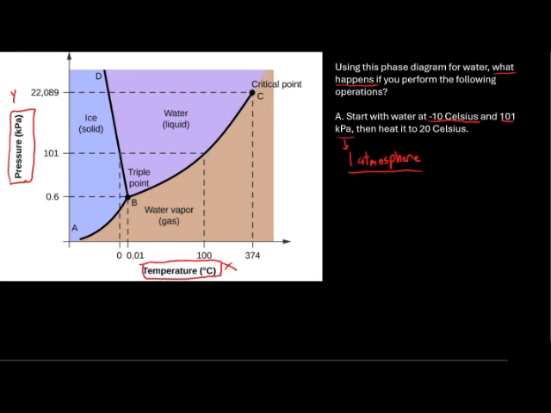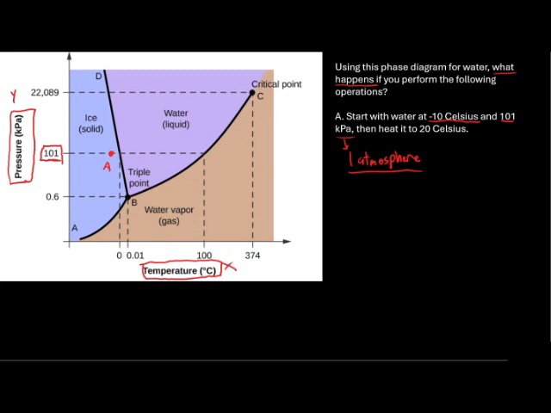Let's locate 101 kilopascals. It is along this line in the middle. And along that line, we'll also locate negative 10 Celsius. Now, negative 10 Celsius is not labeled, but we do see that 0 is labeled. So we can assume safely that negative 10 Celsius is slightly to the left of that and along the 101 kilopascal line. And this point, which I'll label A, will be our starting point.